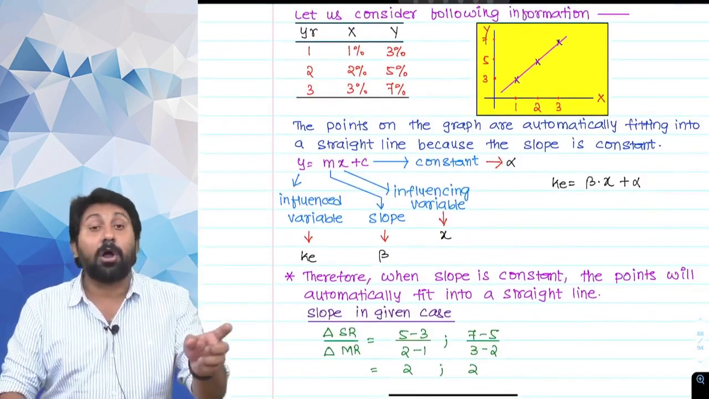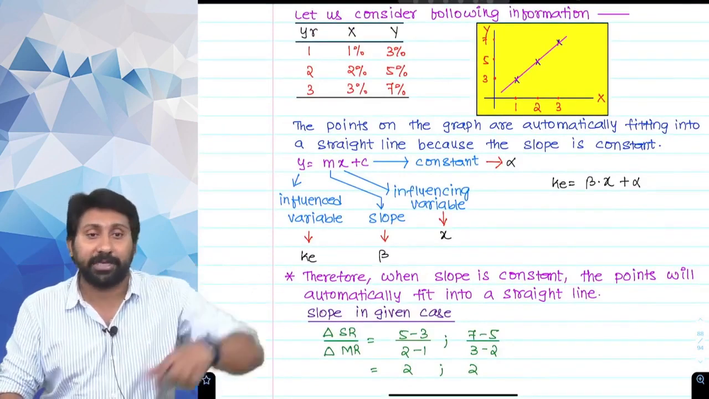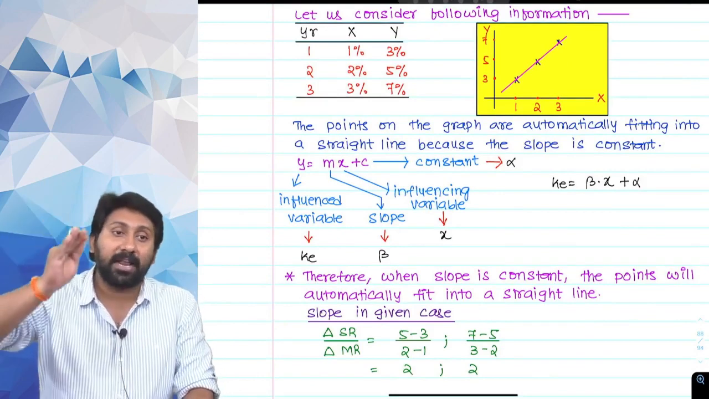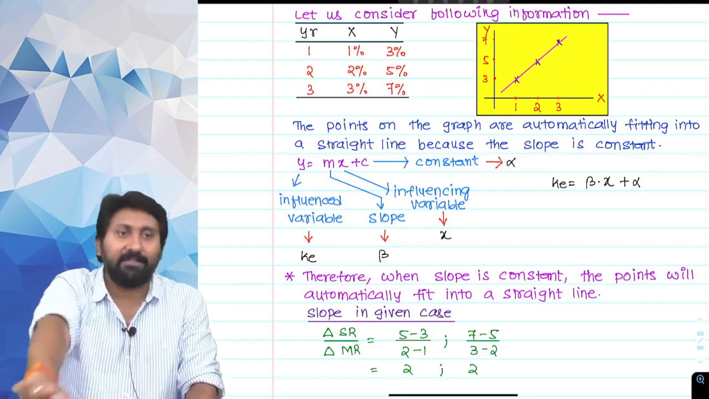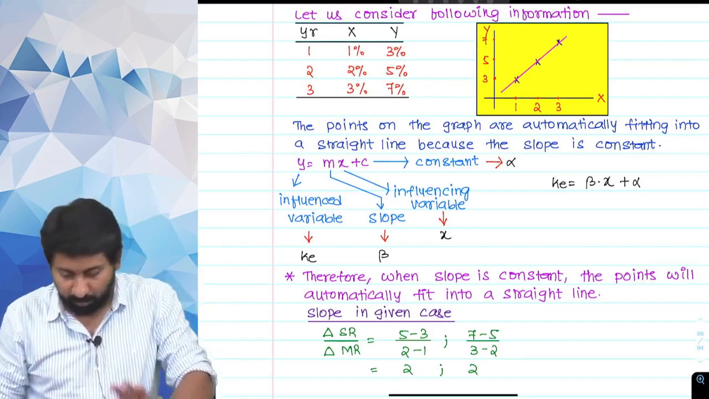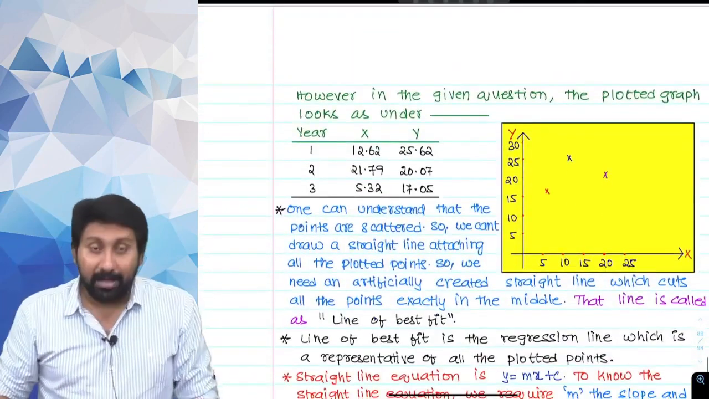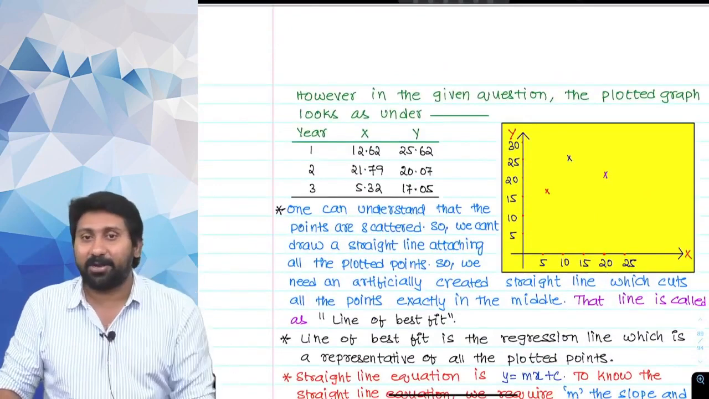If there is a constant slope for the given information, points will automatically fit into a straight line. You need not put in any additional effort. Automatically, they will fall into a straight line. Okay, that is one point over. But in our given information, how are they?